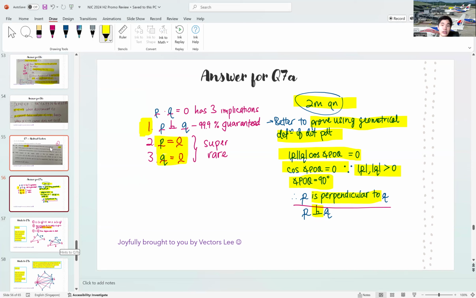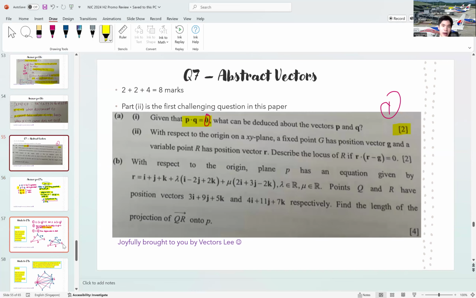Now, part B starts to get more and more difficult. Part B says, with respect to the origin on the xy plane, there's a fixed point G and there's a variable point R. Then they give you a dot product that is equal to 0. Then they ask you to find the locus of R. Ladies and gentlemen, do you know what the word locus means? For those who don't know, I will give an explanation later.